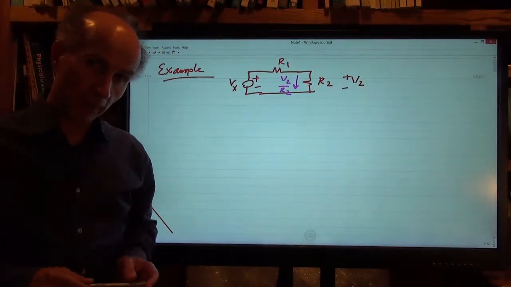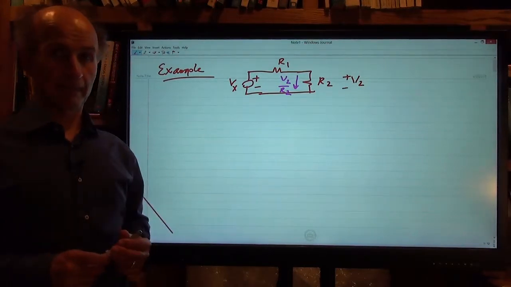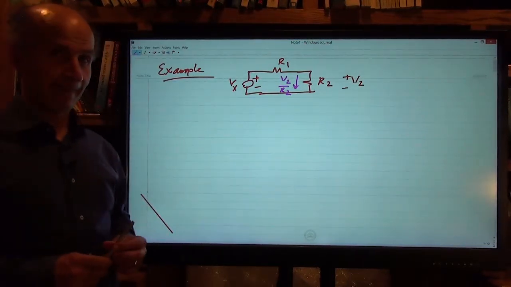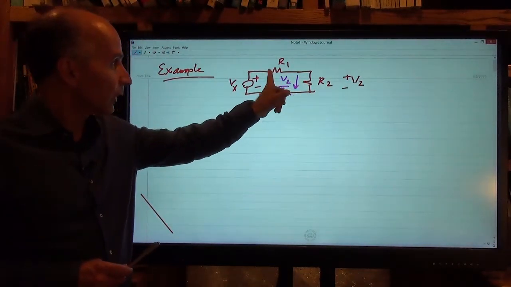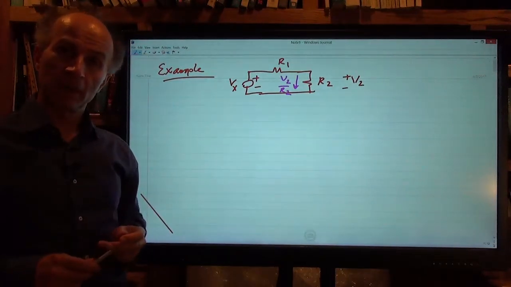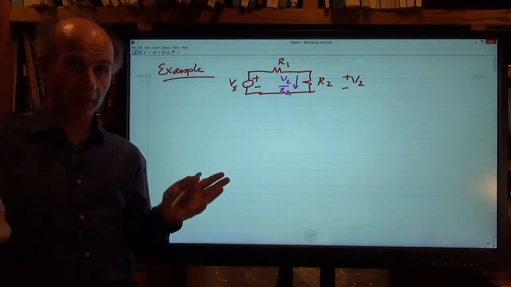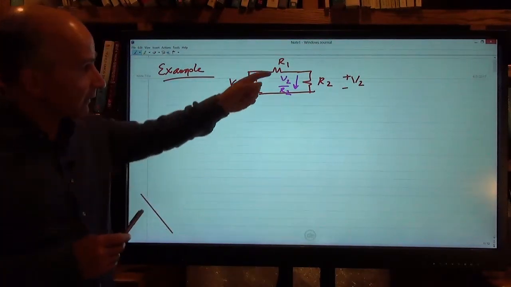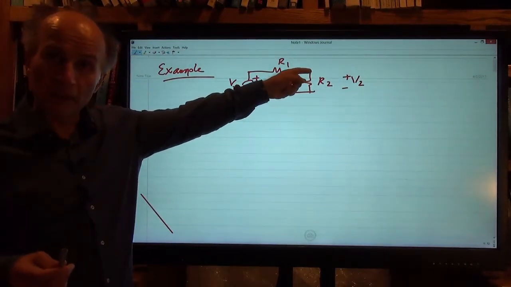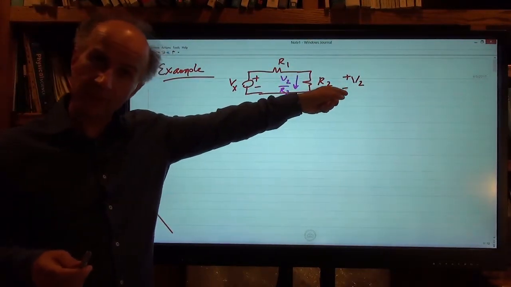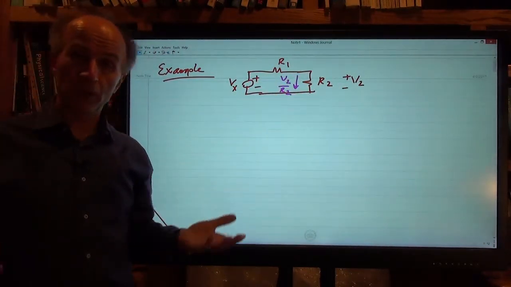Now, if I know the current through R2, do I know the current through R1? Well, I know the current through R2. Do I know the current through R1? Now we have to resort to KCL. KCL says current cannot disappear. Whatever flows through this wire to this node has to go where? Has to go down. There's no other place to go. So it turns out that the current through R1 and the current through R2 are actually equal.